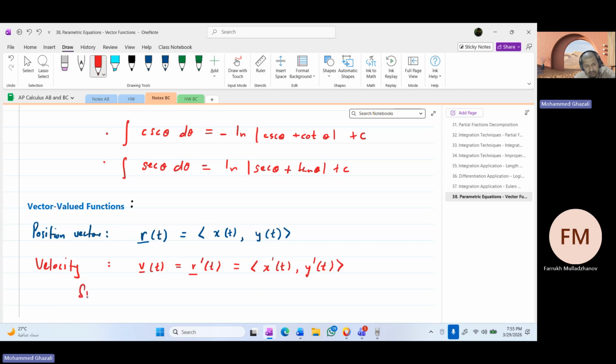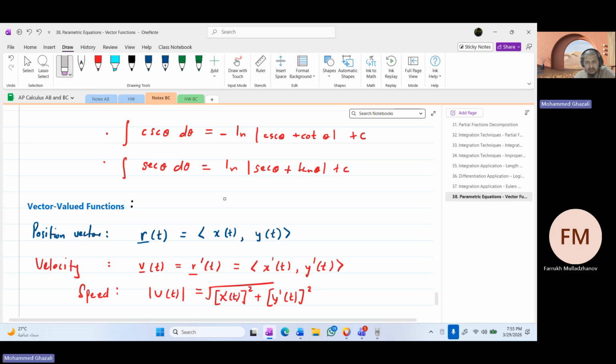But how can we find the speed from this? To find the speed, you're going to say absolute value of v of t, all right? You're going to say square root of this component squared plus that component squared: x prime t squared plus y prime t squared, okay? Because you're finding the magnitude of this, right?